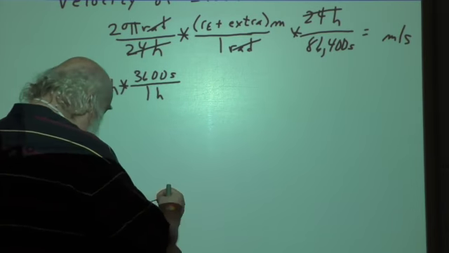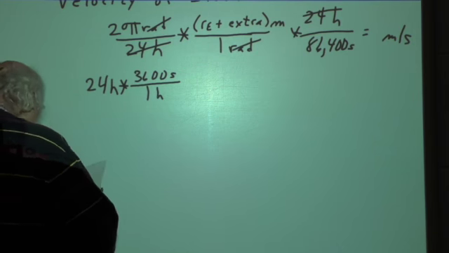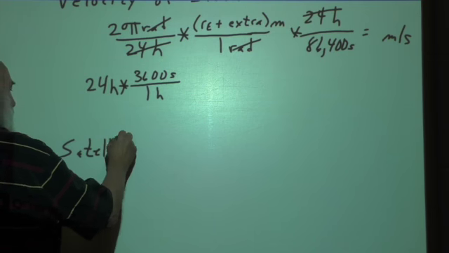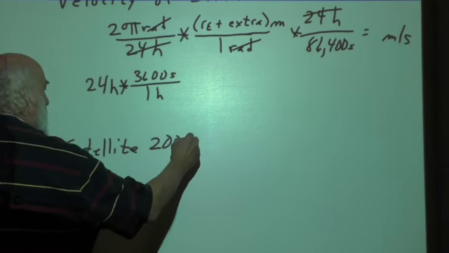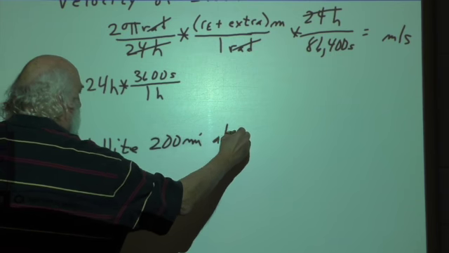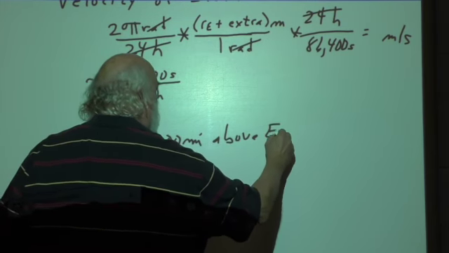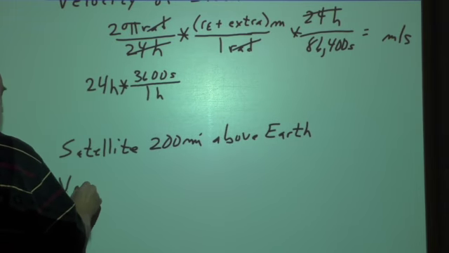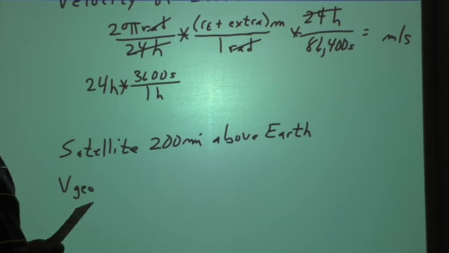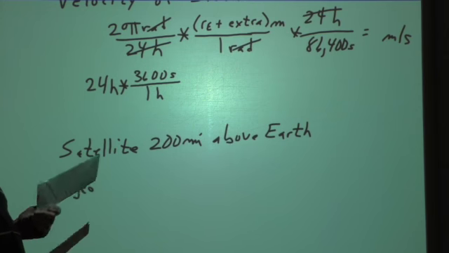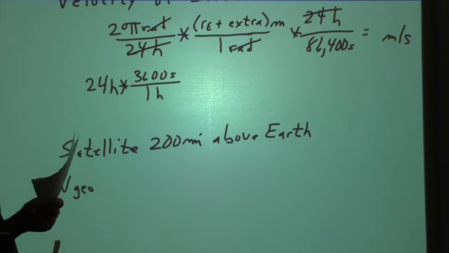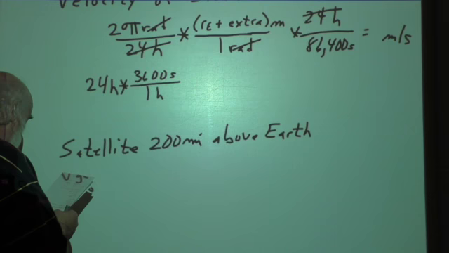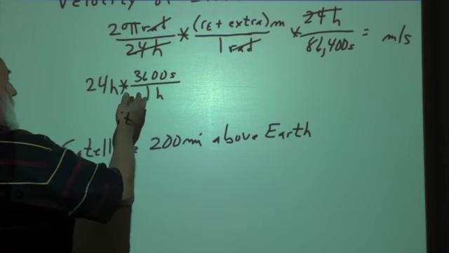Okay, so the problem they asked there was, let's suppose that we have a satellite 200 miles above the Earth. And the question there is, what is going to be the velocity of the geosynchronous satellite? So V geo, I used to call it GeoMetro. It couldn't even get around my driveway much less the Earth. It was pretty bad.